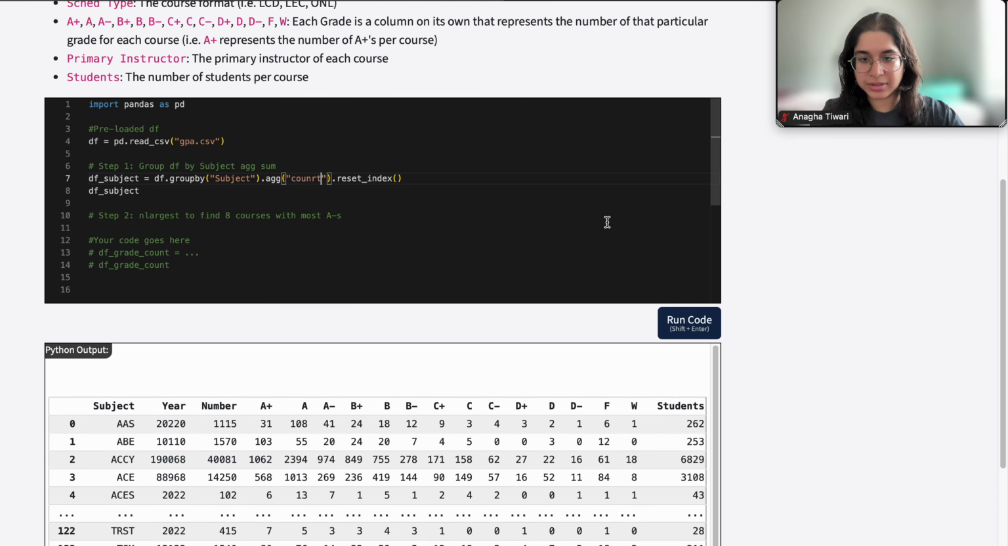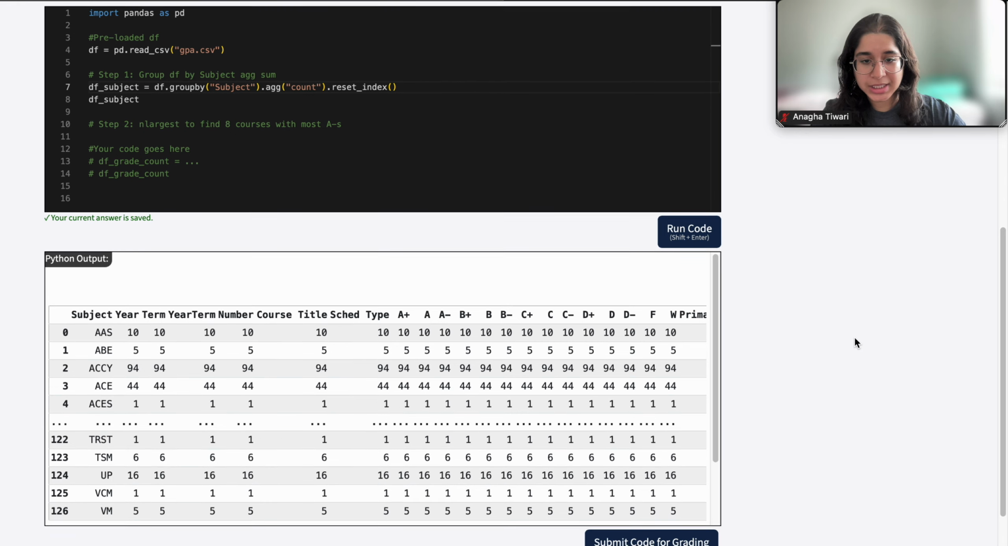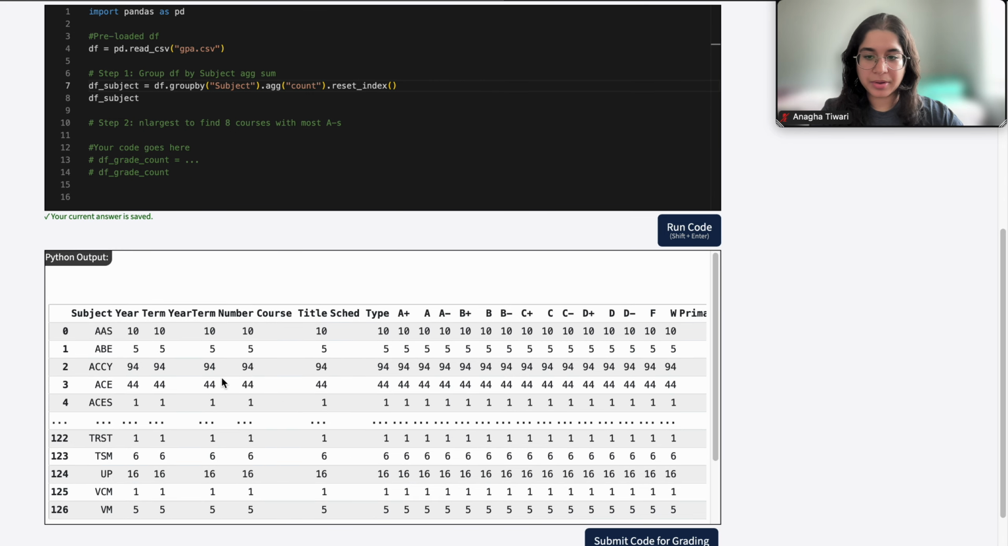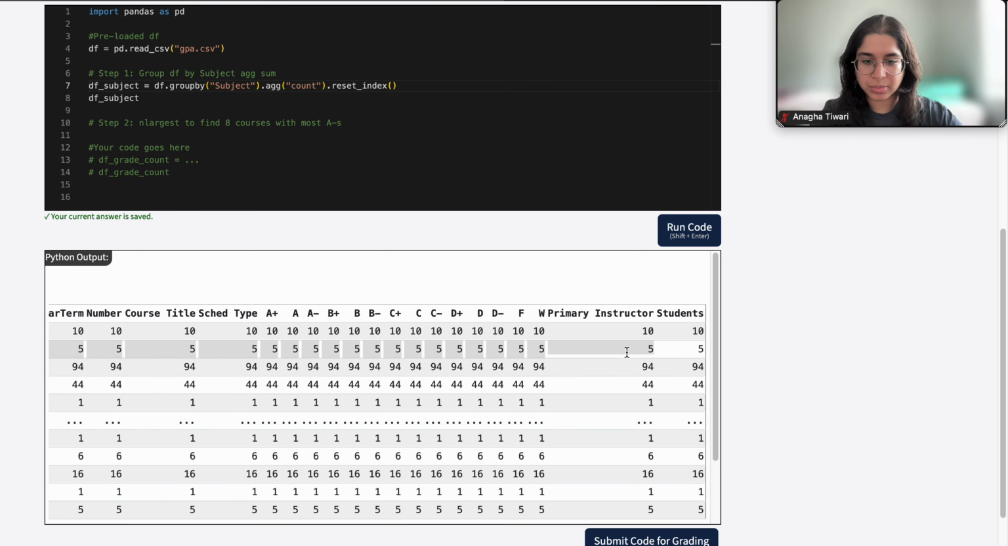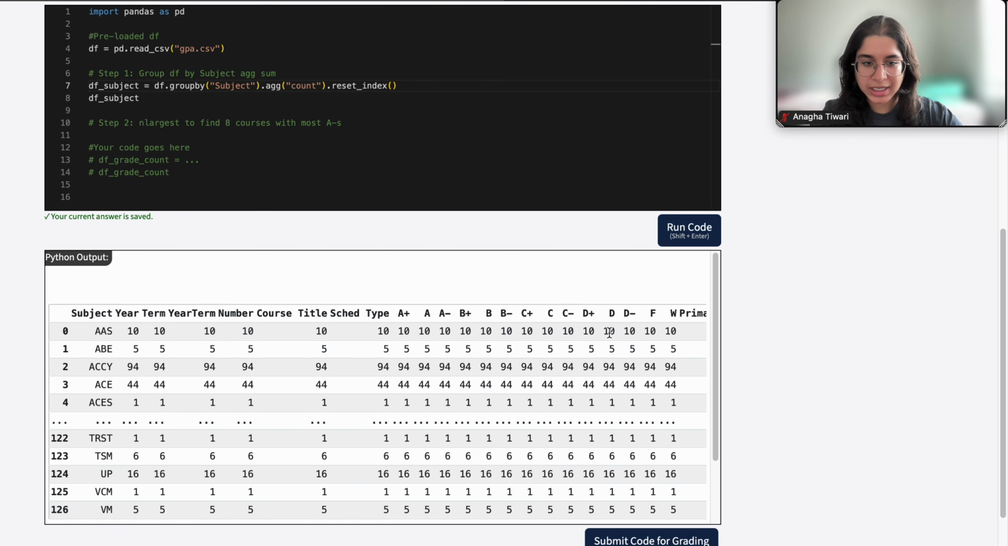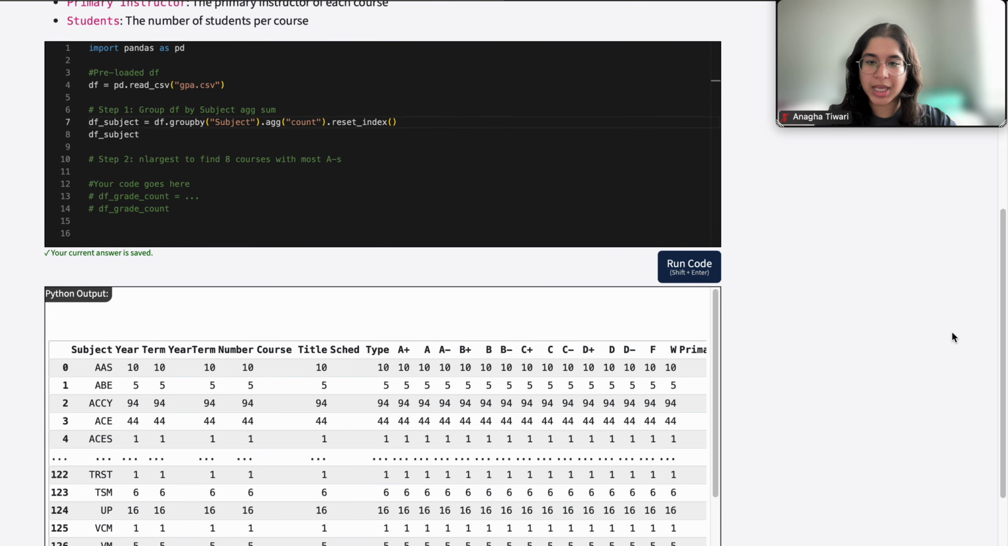If we used count, the one thing we notice is that each value is the same for each row, right? For example, 10 is the same value for each column, and then 5 is the same value for all of the columns, which makes sense because when we use count, we're basically just counting up the total number of rows that belong in each group, which here is subject. So for AAS, there's 10 total rows in the data frame, or I guess different courses in the data frame that belong to AAS.